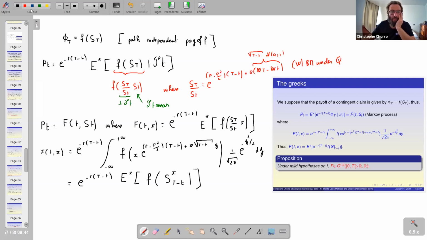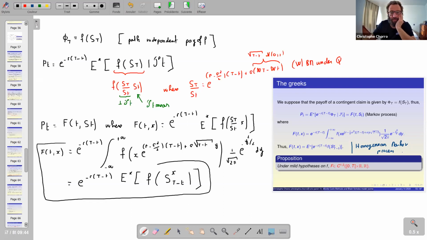It's because I have here a homogeneous Markov process, in fact. Okay, so it's what I have written here. You have here the price function, okay, that we are going to use later on. And keep in mind that it can be expressed this way, with this integral form if I want.